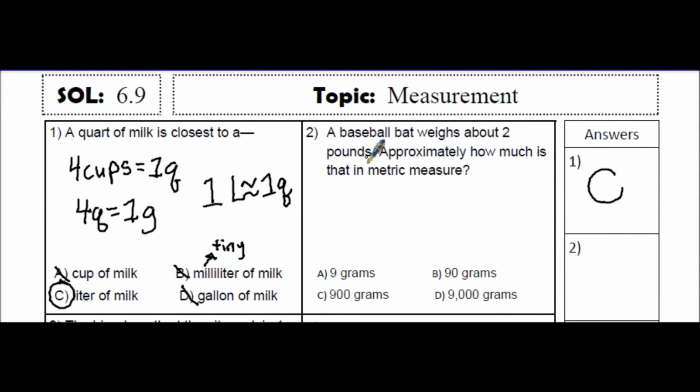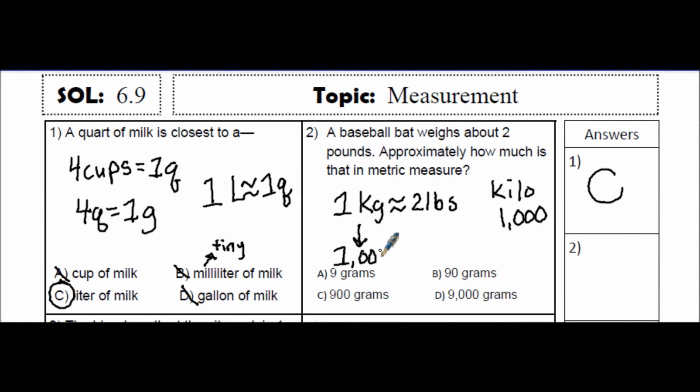A baseball bat weighs about 2 pounds. Approximately how much is that in metric measure? So we know that 1 kilogram is about 2 pounds. So I know that in 1 kilogram, we have that kilo means 1,000. So there's 1,000 grams in 1 kilogram. And that means that if 1 kilogram can be replaced with 1,000 grams, that 1,000 grams is about equal to 2 pounds because 1 kilogram was.